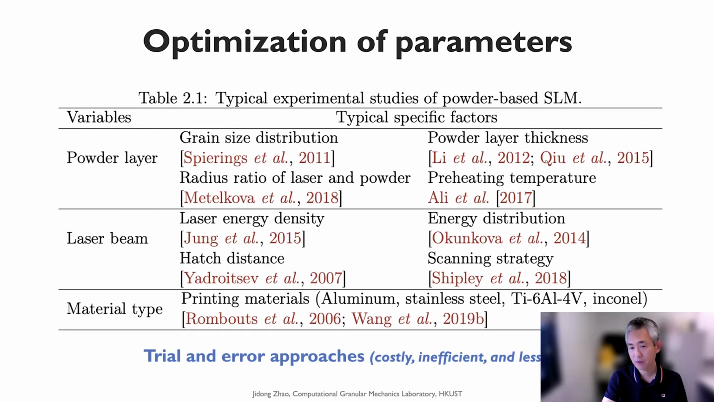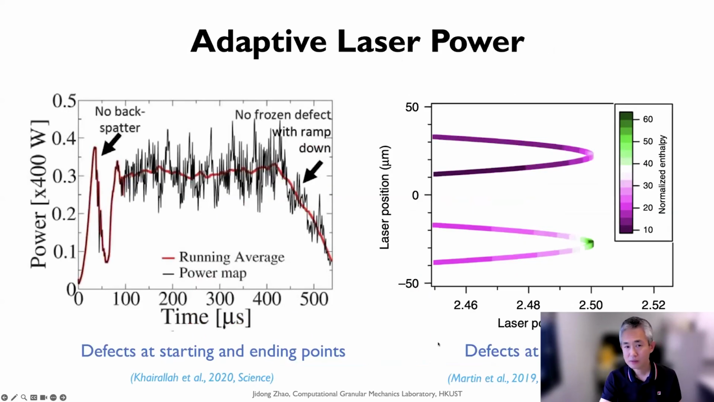They're expensive and inefficient, and also less rigorous in a way. Also, in the lab people have developed adaptive laser power, adjusting the laser source power to try to avoid the metal pore, the keyhole pore. Strong power generates a deeper keyhole, and you can easily form a pore. But with less power, the keyhole is too shallow and it's inefficient.